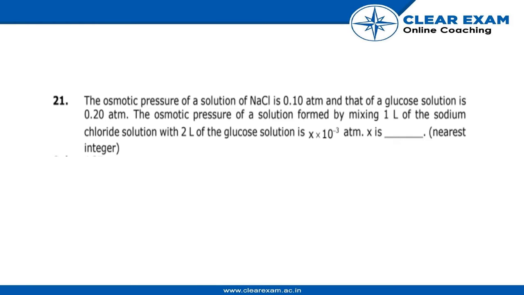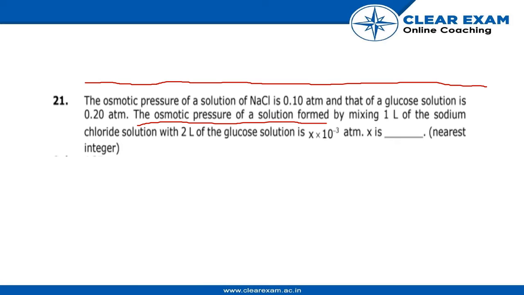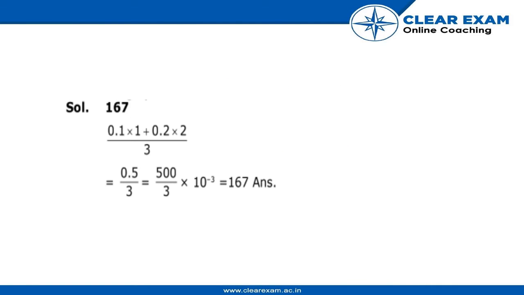So hello guys, today we'll be doing this question number 21. So the question is, the osmotic pressure of a solution of NaCl is 0.10 atm and that of glucose solution is 0.20 atm. So the osmotic pressure of a solution found by mixing 1 liter of sodium chloride solution with 2 liter of the glucose solution is x into 10 raised to power minus 3 atm, where we have to find x. Okay, so let's get to the answer.